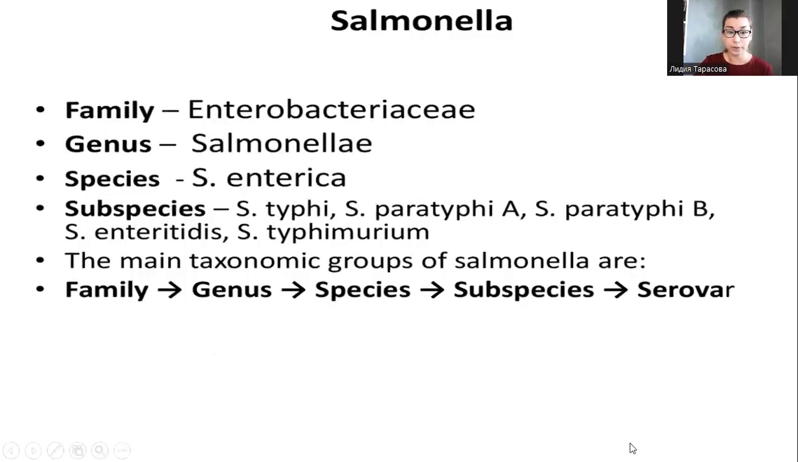So, family Enterobacteriaceae, genus Salmonella, and one species, Salmonella enterica. But this species divides into a few subspecies and serovars: Salmonella enterica Typhi, Salmonella enterica Paratyphi A, Salmonella enterica Paratyphi B, Salmonella enterica Enteritidis, Salmonella enterica Typhimurium. The main taxonomic groups of Salmonella are family, genus, species, subspecies, and serovar. And this is necessary for diagnosis and in epidemic analysis.